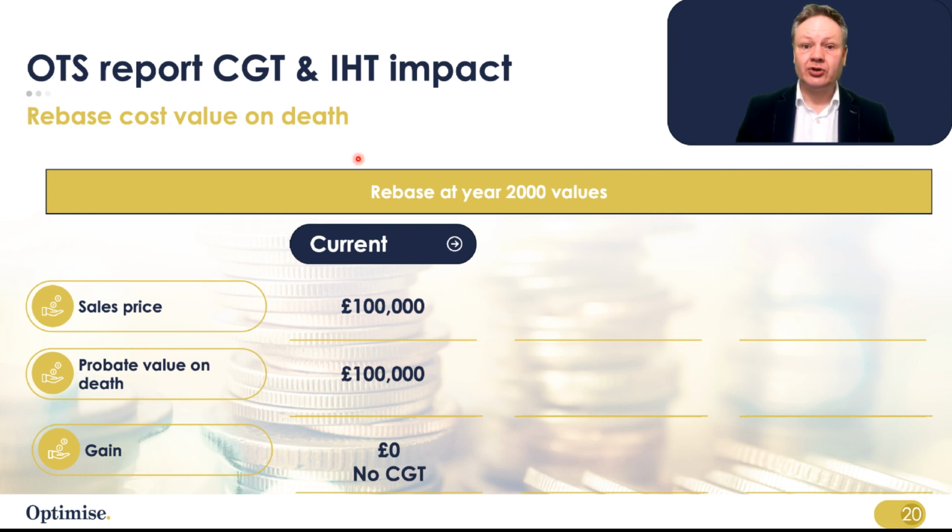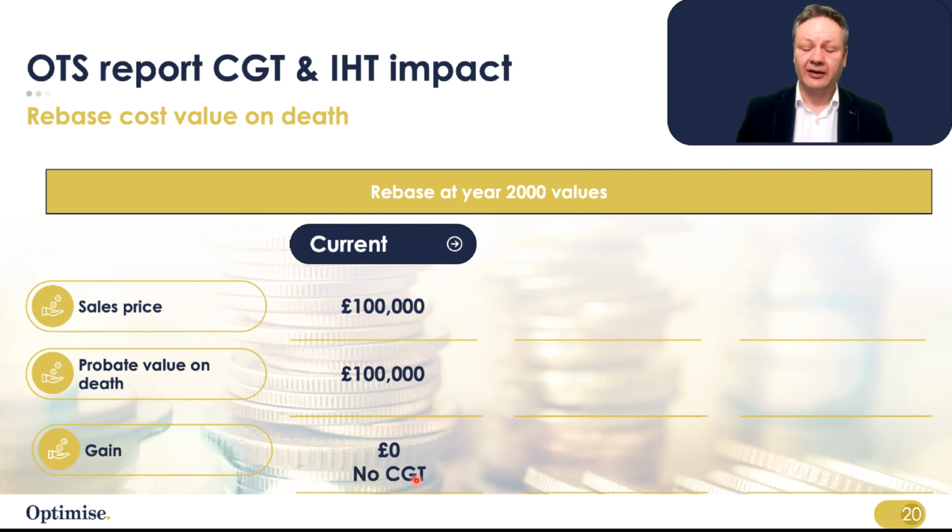This is the OTS's recommendation to Rishi Sunak to say, okay, what we're going to do is rebase the values at 2000 levels. So whatever gifts you're making, we will take a new value at the year 2000. Why year 2000, not 2016 or 2020? I don't know, but that's what they're coming up with. It's bizarre, but true.